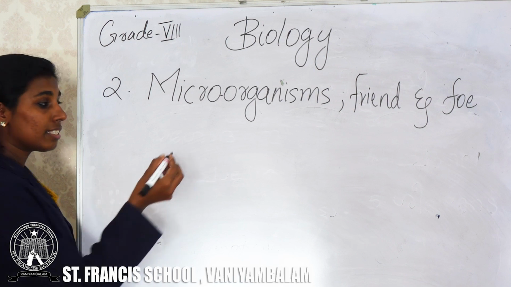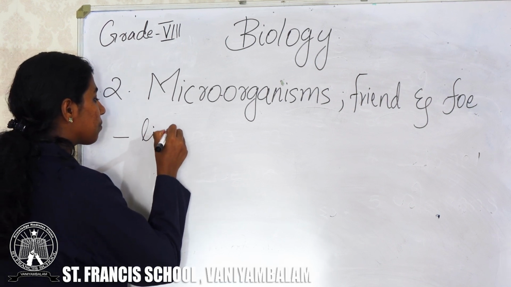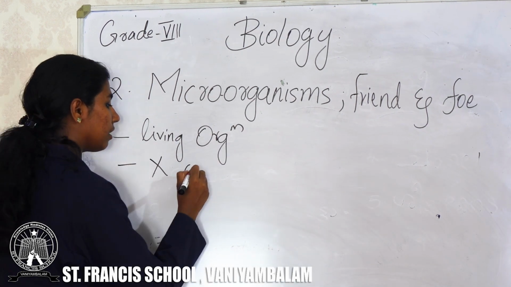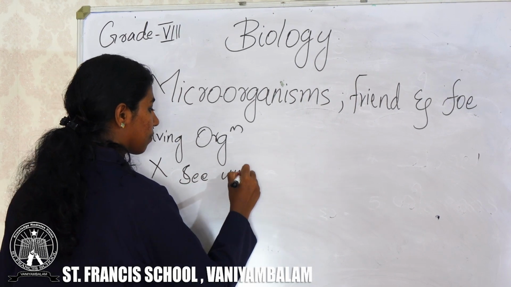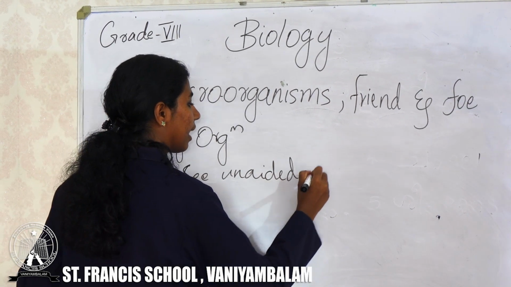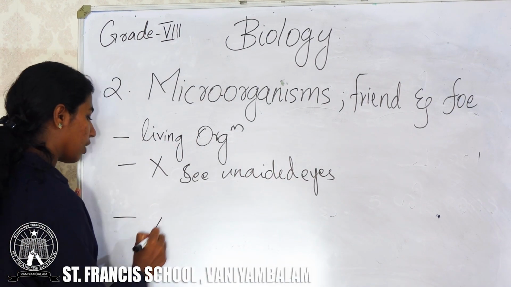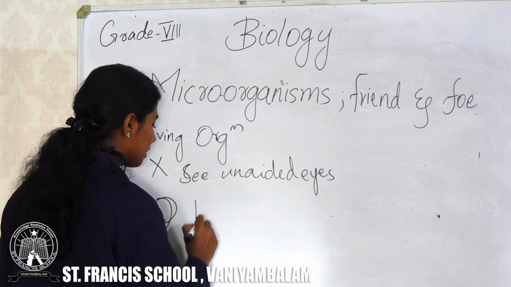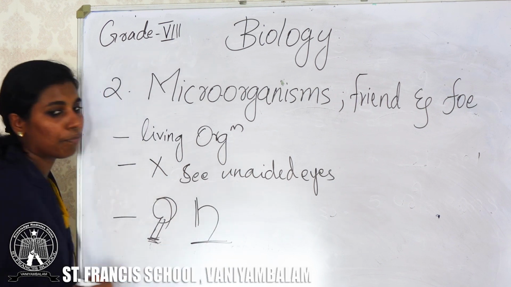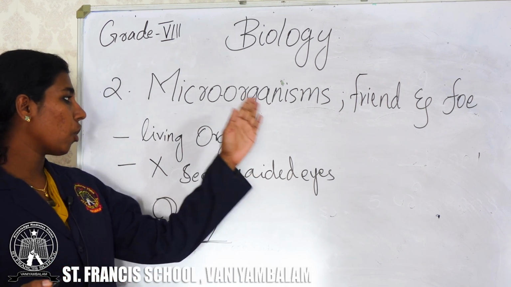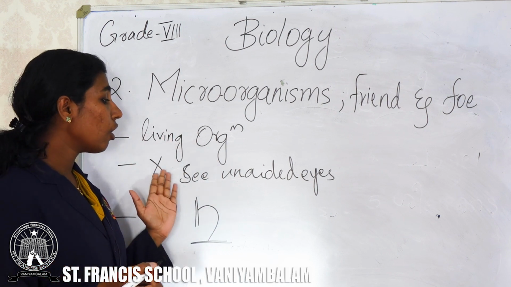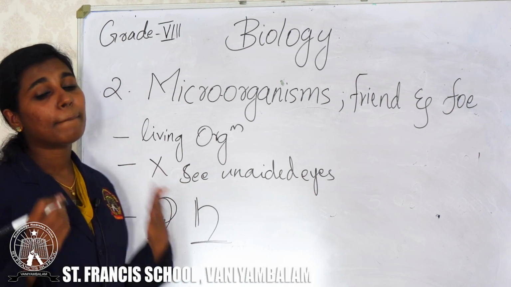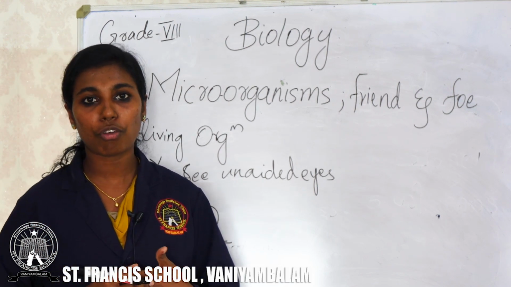So, what are microorganisms? Microorganisms are living organisms which cannot be seen with our unaided eyes but can be seen with the help of a magnifying lens or a microscope. Hope this point is clear. So this is the definition of microorganism.